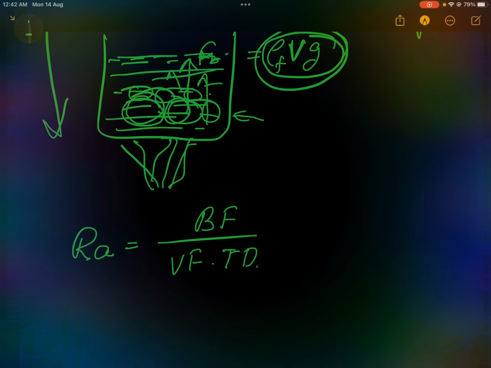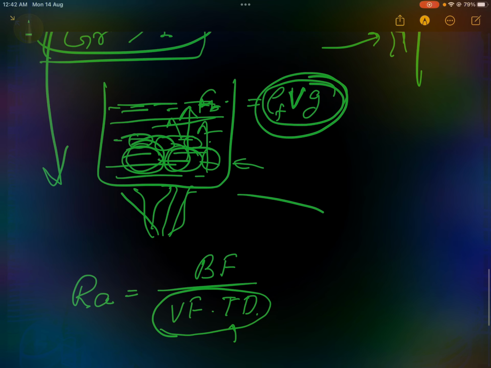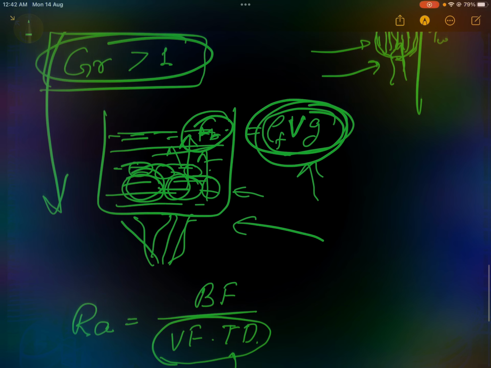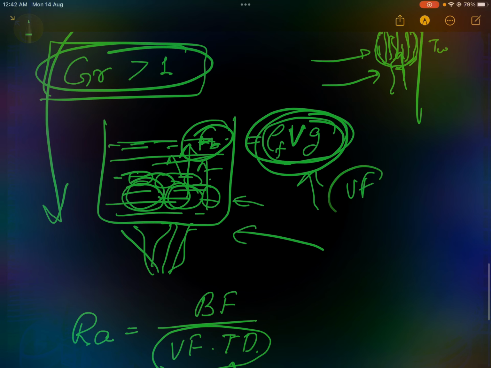How much is the buoyancy force dominating compared to the viscous force and the thermal diffusion? Like in this case, we want to know what the buoyancy force is. Let's say we have calculated the buoyancy force, which comes out to be rho f V g, and it is compared with the viscous force within it.